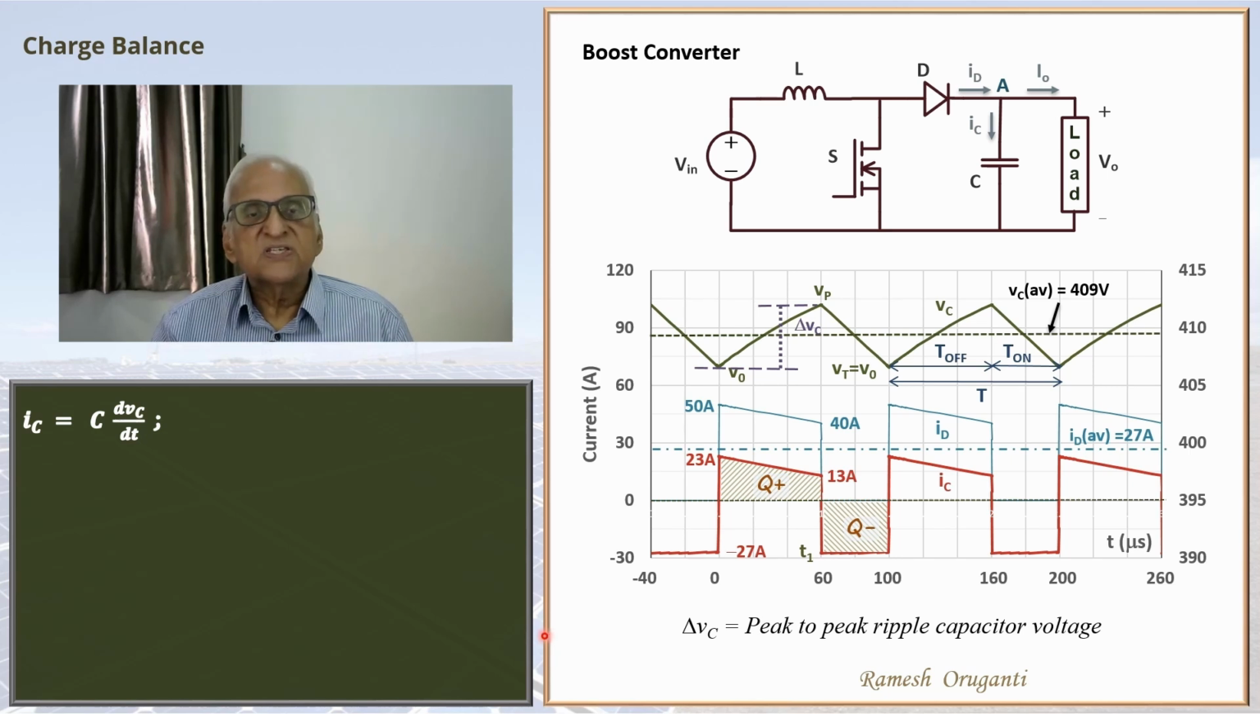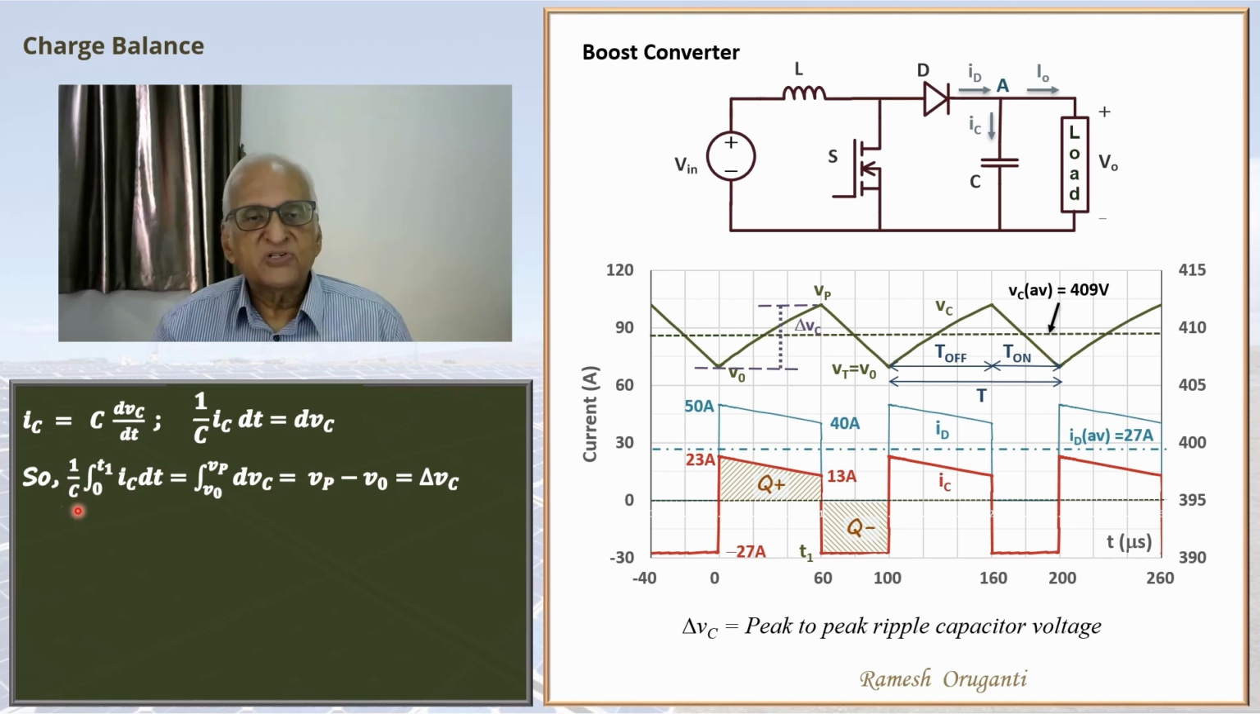For that, let us express this in differential form. 1 over C IC dt is dVc. We will now integrate this between 0 and T1, because at T1 the voltage is Vp. So integrating this between 0 and T1, we get 1 over C integral 0 to T1 IC dt. At t equal to 0, the voltage will be V0. At t equal to T1, the voltage will be Vp. On the right hand side, you will have integral V0 to Vp dVc, which is Vp minus V0 equal to delta Vc. This expression 0 to T1 IC dt is Q plus. So delta Vc will be Q plus by C, or Q minus by C, the magnitude of that.